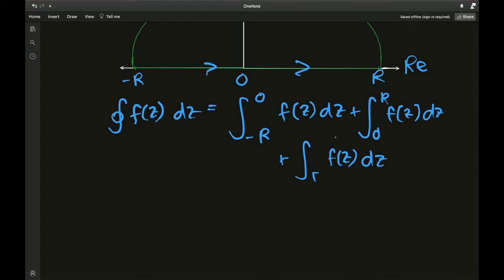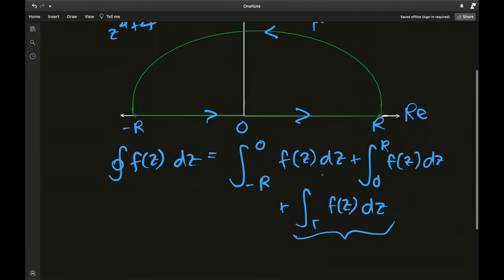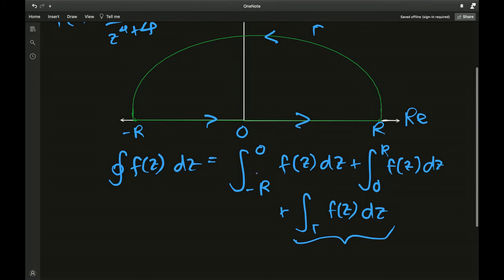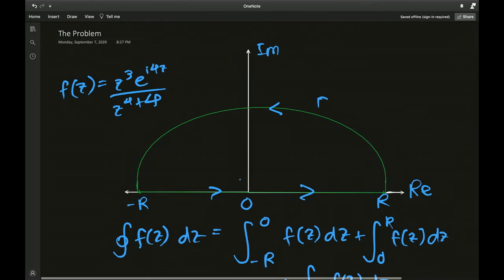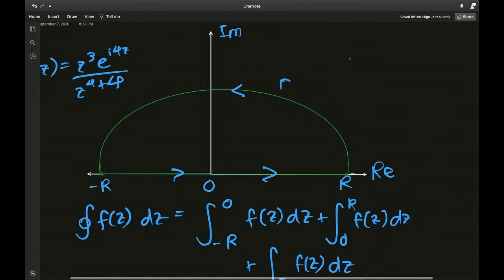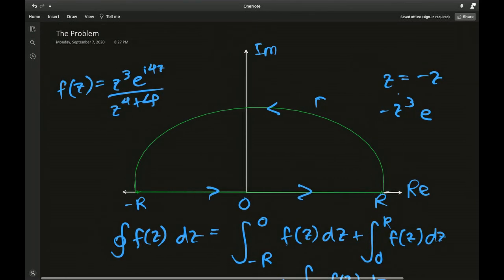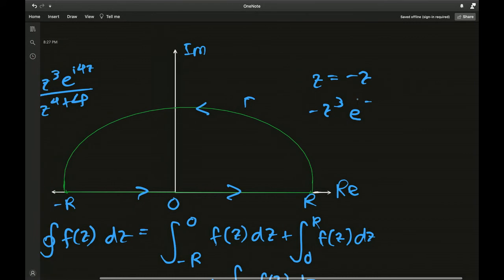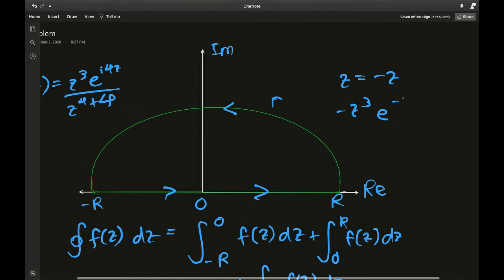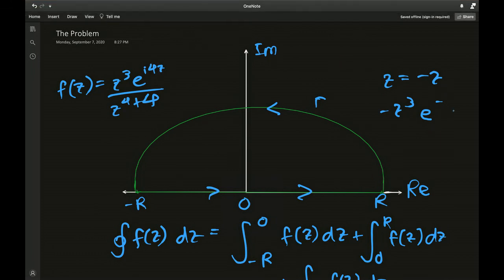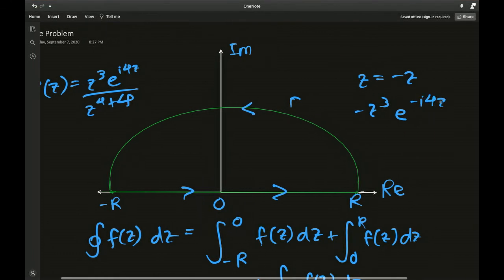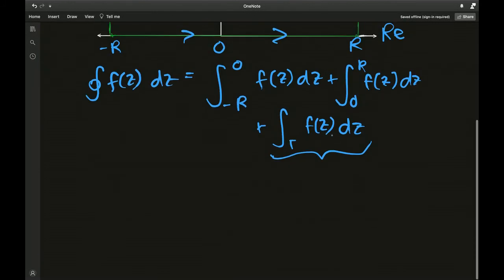Now we all know that we are going to do the estimation lemma on this integral over gamma on a fresh page, but before that, one thing to point out: for the integral from negative r to 0, we can do a slight parameterization. Take z to be negative z, and you'll have negative z cubed e to the negative i times 4z divided by z to the 4 plus 4. That's going to be an integrand.